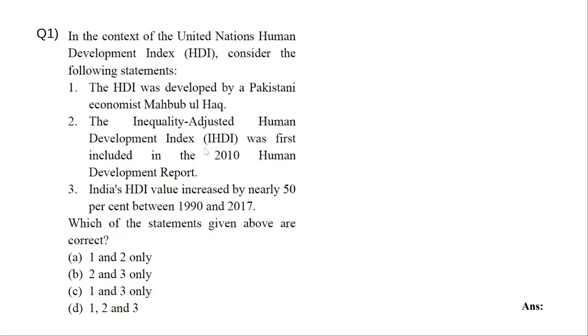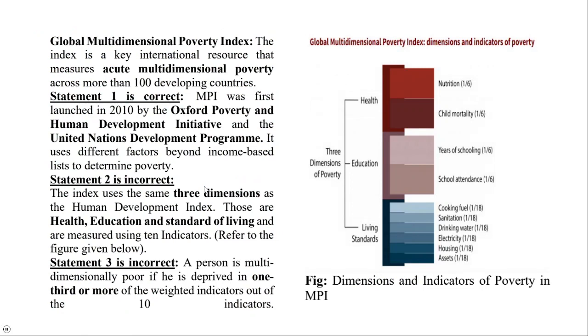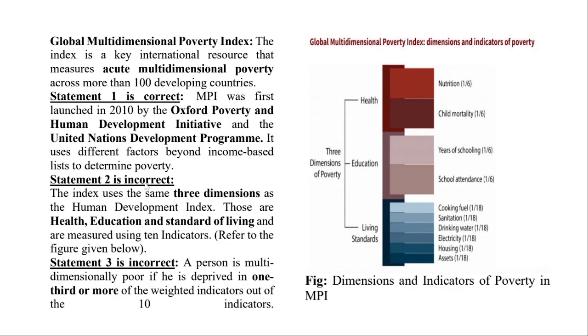We have seen here for HDI, it is income, life expectancy, and education. And a person is multidimensionally poor if he is deprived in one-sixth of the weighted indicators. Let us look at it. The Global Multidimensional Poverty Index is a key international resource that measures acute multidimensional poverty. So it's an international index, and it covers around 100 developing countries.